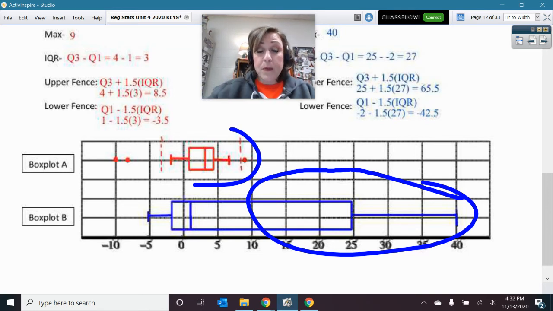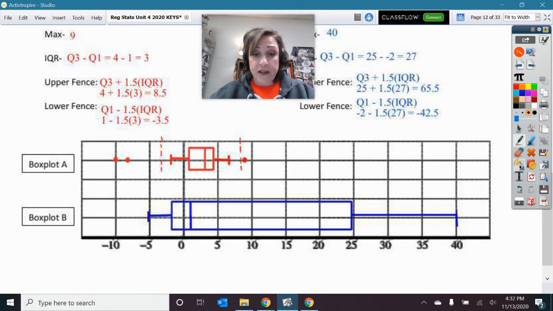Okay, now it is desirable. Boxplot A is desirable because it's much less varied. So we would say that's much more consistent. Okay, but meeting the criteria relating to the proportions, that's not the case.